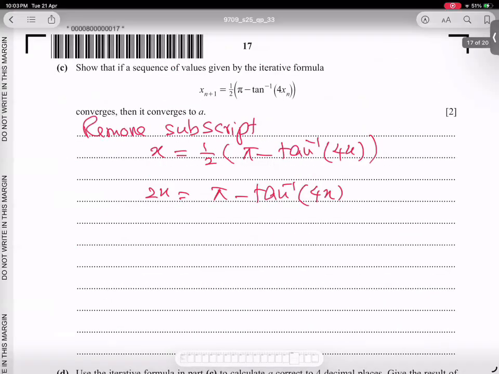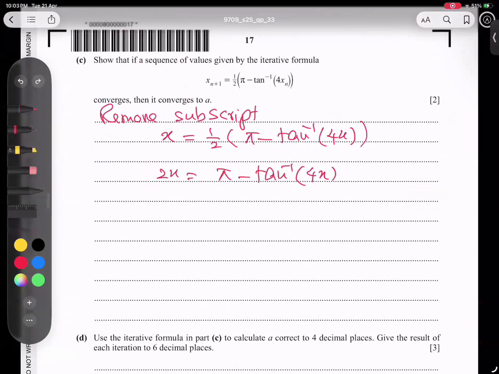Okay, so we can keep our eye on our target. Check it now, students. Now I'll bring tan this way, and tan inverse will come here. Sorry to say, tan we cannot bring before, so first of all I will bring pi this way.